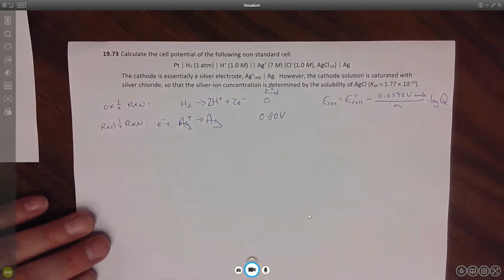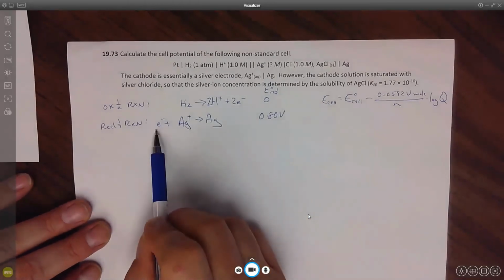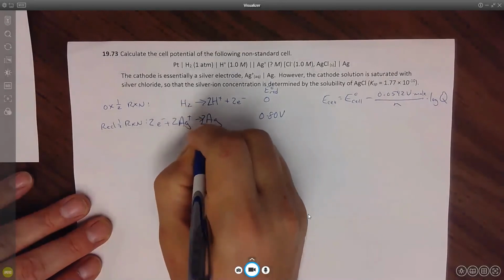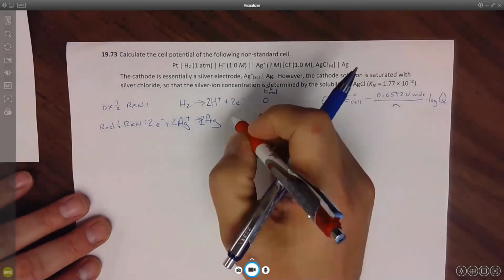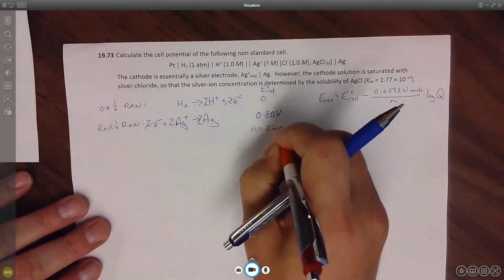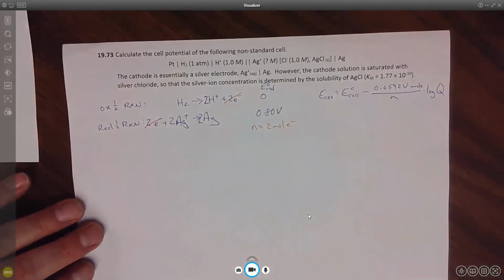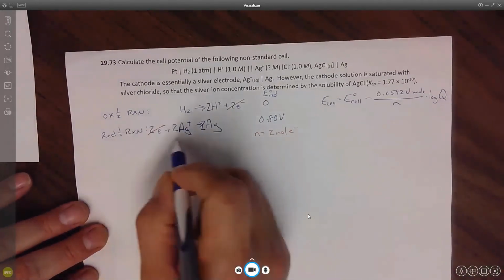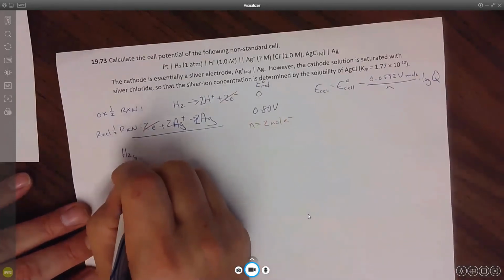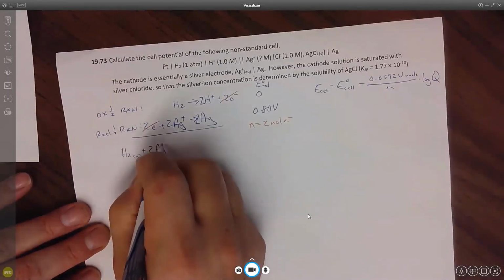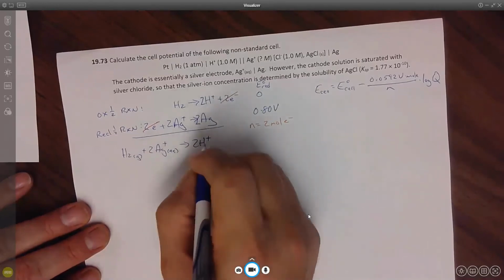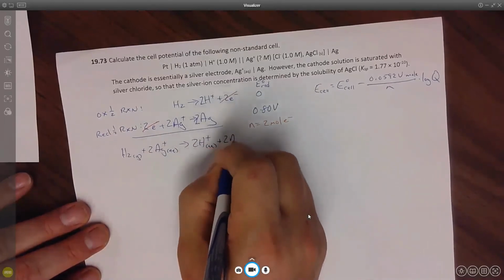Now we need to add the two equations, but we need the electrons to cancel. So I'm just going to multiply each of these coefficients by 2. Now the two electrons cancel, and again, our N value then is equal to 2 moles of electrons. We're going to need the balanced chemical reaction again because we have Q. So that's going to be H2 gas plus 2 silver ions going to H plus aqueous, and then the silver metal.